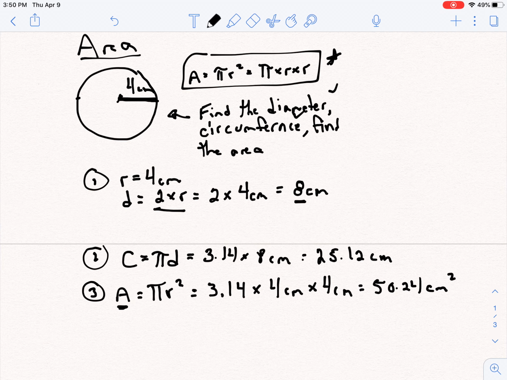So we have seen that we can move from radius to diameter. If we know diameter, we can find circumference. If we know circumference, well, it gives us information about our circle. And if we know radius or diameter, we can actually find the area as well. So I'm going to do one other example.